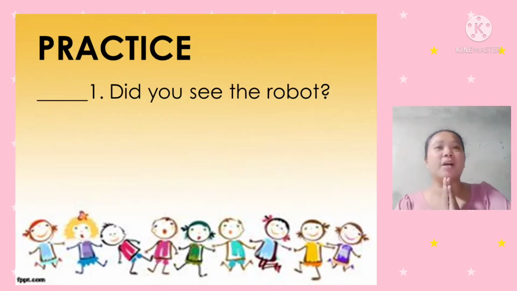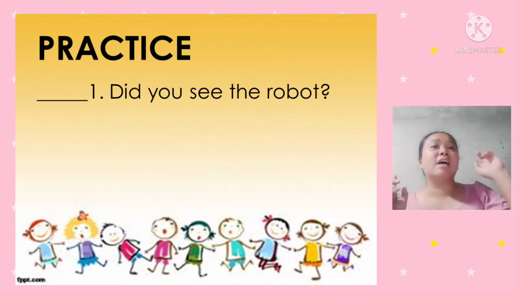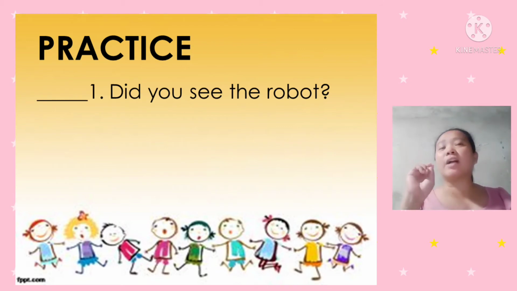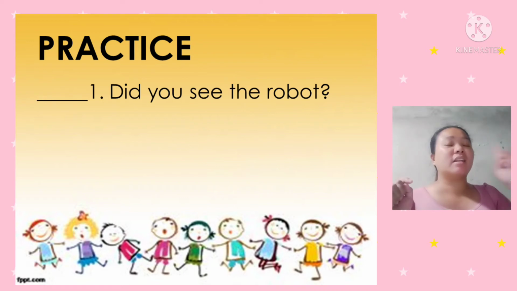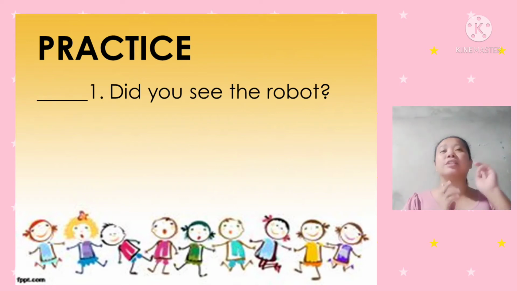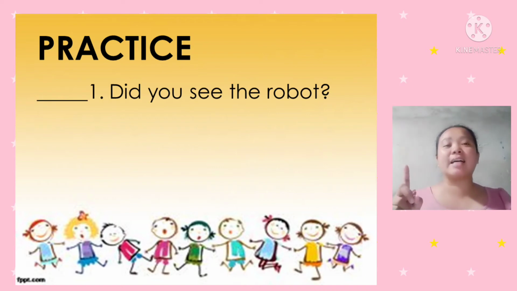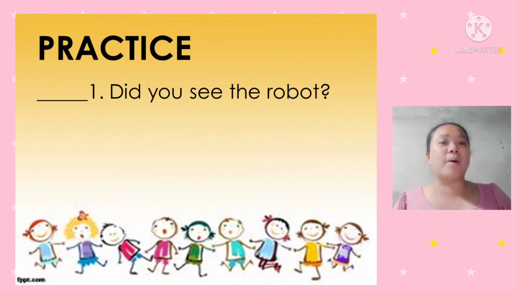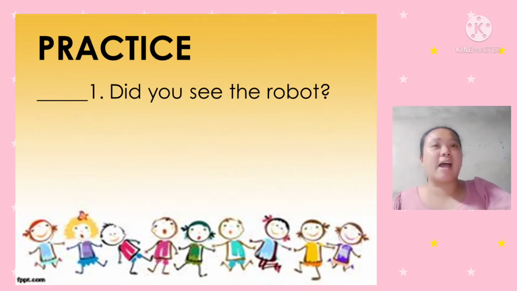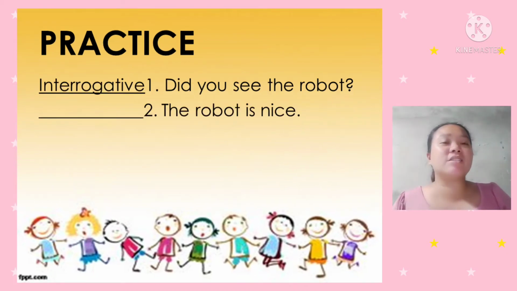Now, again, you are going to identify: is it declarative or interrogative? D or I? Just answer D or I. Again, D is telling, I is asking. D declarative, I interrogative. Okay, number 1. Did you see the robot? What is your answer? 3, 2, 1. D or I? Of course, the answer is letter I, interrogative.